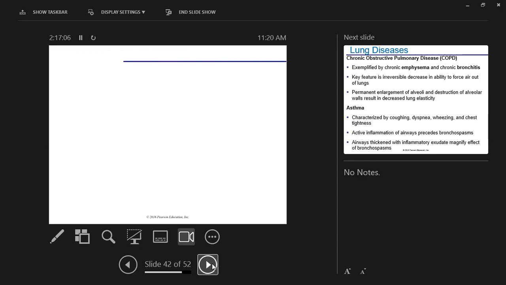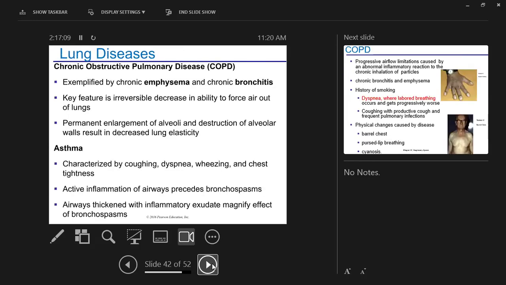Now let's talk about some of the things that go wrong. The lung diseases. COPD, chronic obstructive pulmonary disease. I don't want to say popular disease, but it is well known among lots of people. Many people have this. The two key features here are emphysema and chronic bronchitis. The problem is the ability to get air exchange into and out of the lungs.